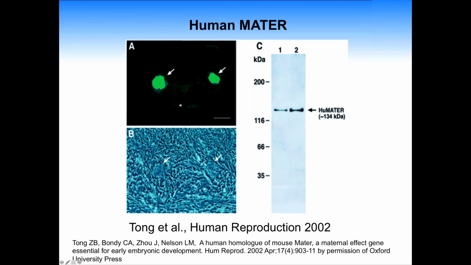So then the question comes up, do humans have this same protein? It turned out the mouse serum cross-reacted with human oocyte protein. This is a Western blot with human oocyte protein loaded in lanes 1 and 2. And you can see that the mouse antibodies react with a 134 kD protein in human oocytes. So this confirms that there is a human mater, which is demonstrated here by immunofluorescence, and here confined to the oocytes in the ovary.